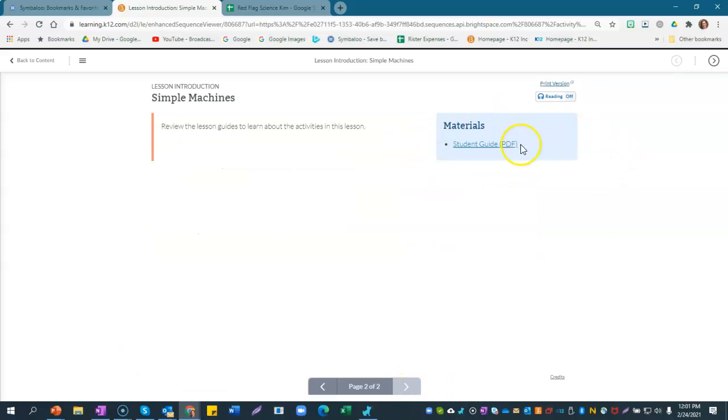The student guide is here and available. It is always optional, nothing that needs to be submitted.